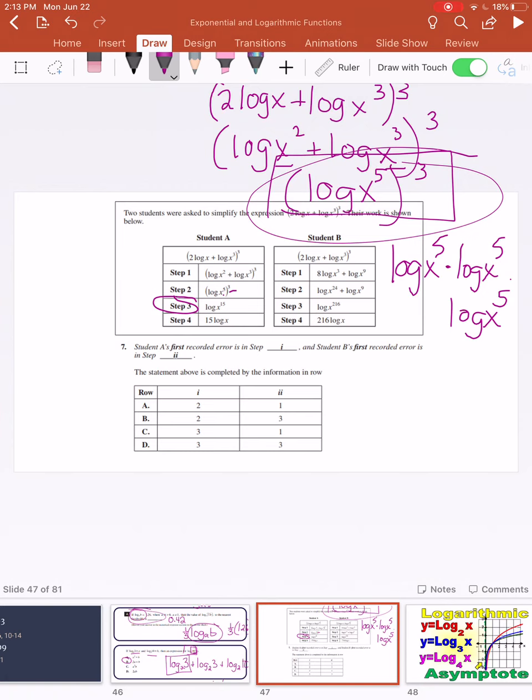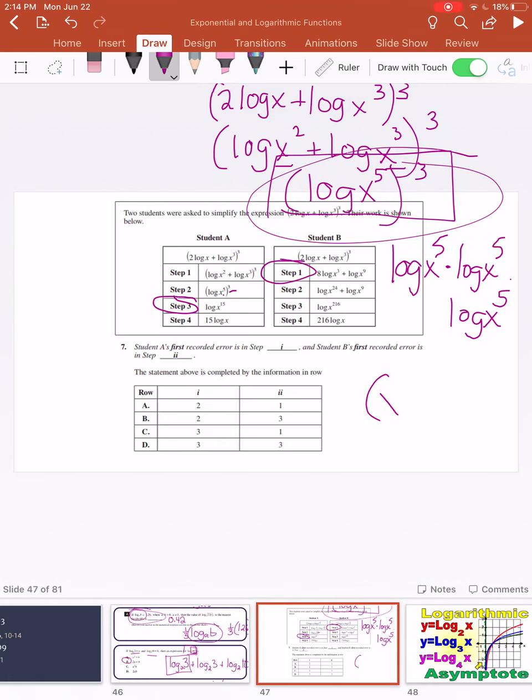Student B, it looks like student B made a mistake right in step 1 there. Because once again, they tried to multiply the 3 in, and really you would have to distribute the whole expression out, right? You can't just multiply the 3 in.